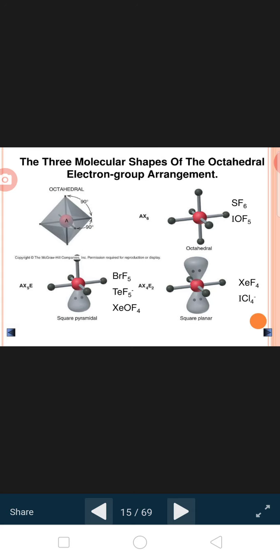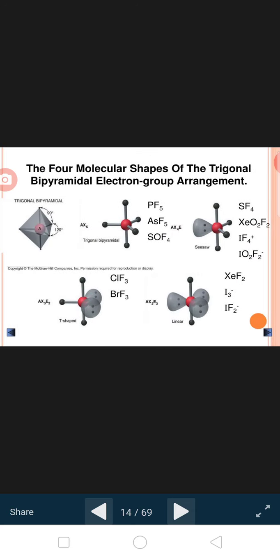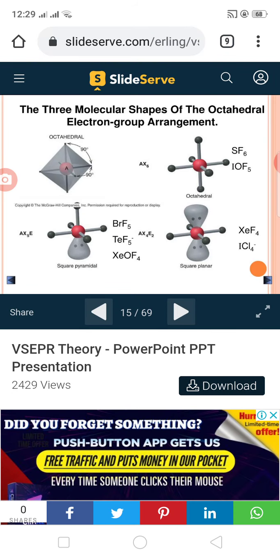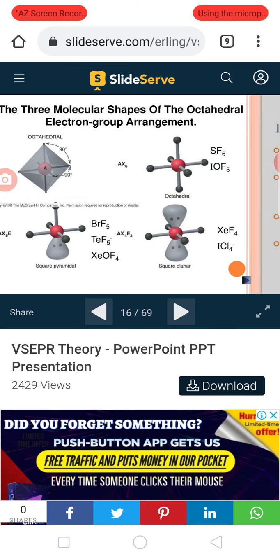If there are five bond pairs and one lone pair, then the square pyramidal geometry, as in BrF5, TeF5, and xenon oxytetrafluoride. Similarly, if there are four bond pairs and two lone pairs, xenon fluoride XeF4 and ICl4 minus all have the same type of geometry, known as square planar geometry.